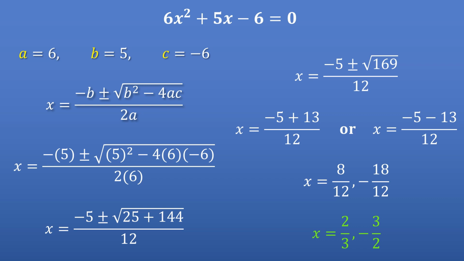The values of x are rational numbers because 169 is a perfect square. And 169 is a perfect square because this quadratic equation can also be factorized.